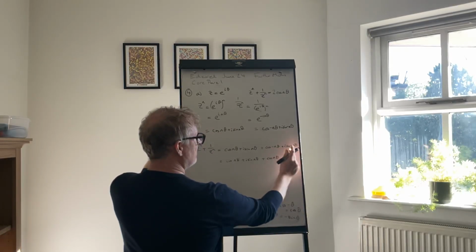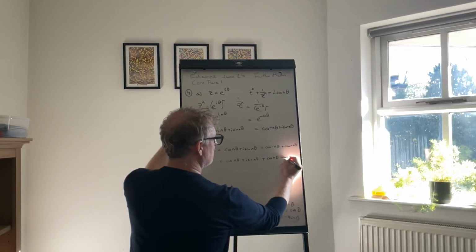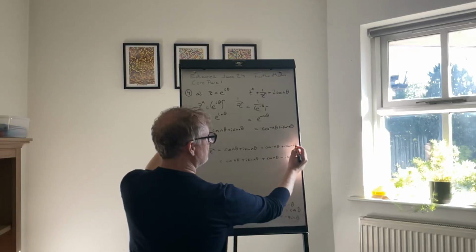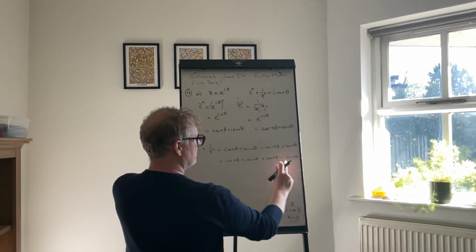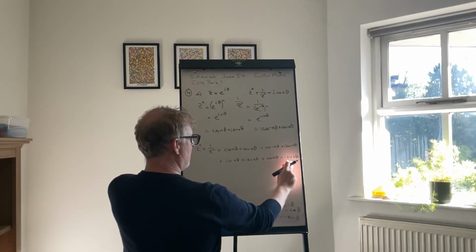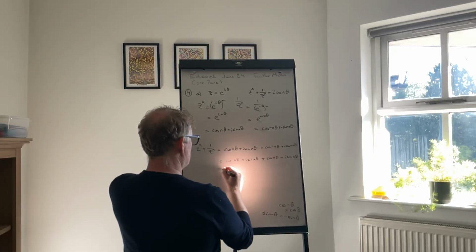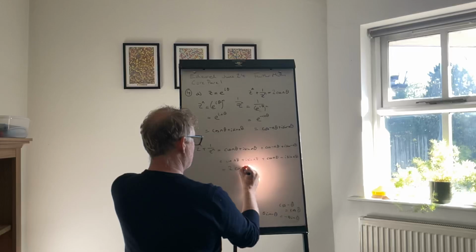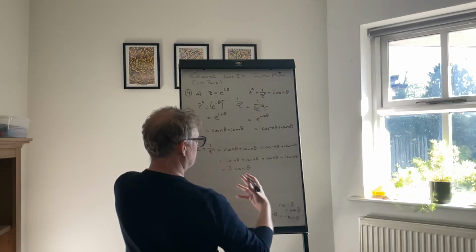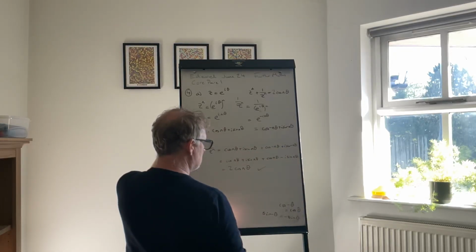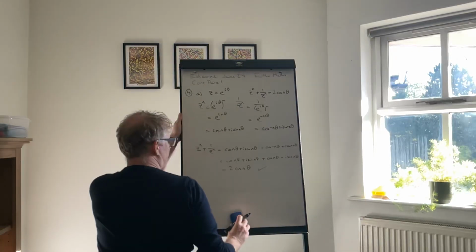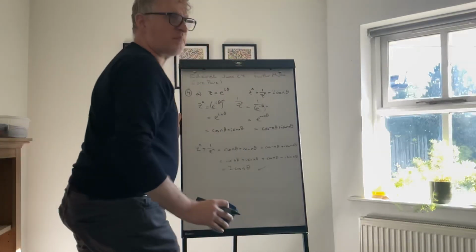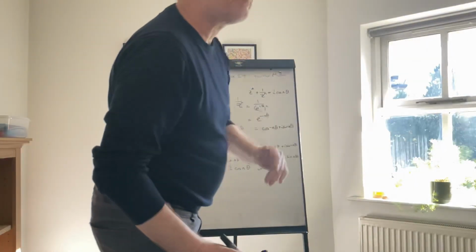So over here, this is going to turn into minus i sine n theta, because sine of minus n theta is the same as minus sine n theta. That and that cancel, so we get 2 cos n theta. Done, QED, we got that. Okay, so the first part was worth 2 marks.